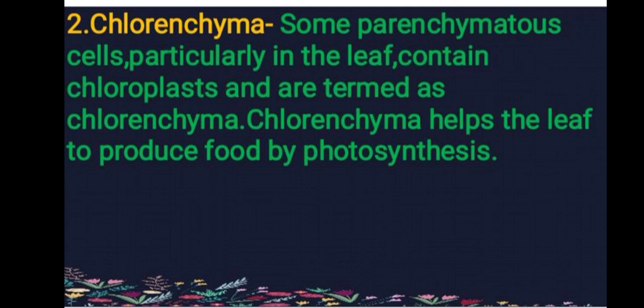Another type of parenchyma tissue is called Chlorenchyma. Some parenchymatous cells, particularly those present in the leaf, contain chloroplast and are termed as Chlorenchyma. Chlorenchyma helps the leaf to produce food by photosynthesis.